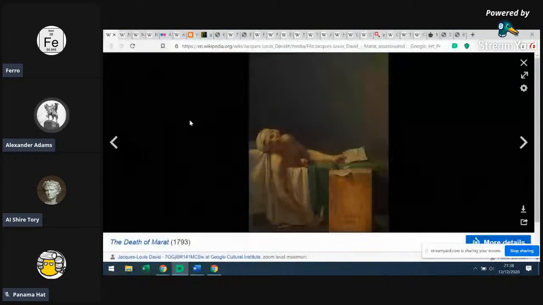So this is the idea of the revolutionary in the pose of the martyred Christ. Here we have the martyred revolutionary, someone who died for the revolution. He died specifically at the hands of a political enemy in the course of doing his duty as a revolutionary. So this is obviously drawing the analogy between Christ and Marat.